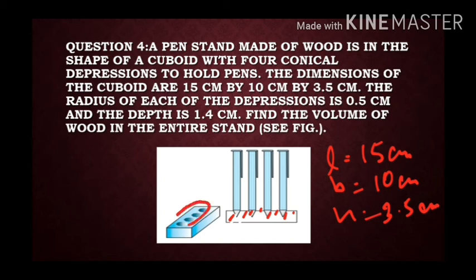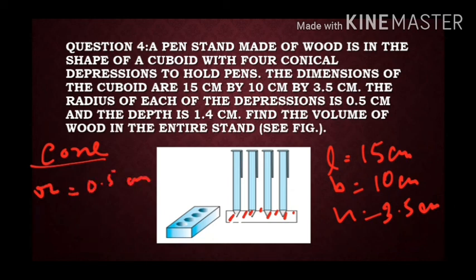Now, the radius of each of the depressions is 0.5 centimeter and depth is 1.4 centimeter. That means, for these 4 conical holes, for each of them radius is equal to 0.5 centimeter and height, I am considering it as h1 because h is already given here, is 1.4 centimeter. Find the volume of the wood of the entire stand. This one is very easy.